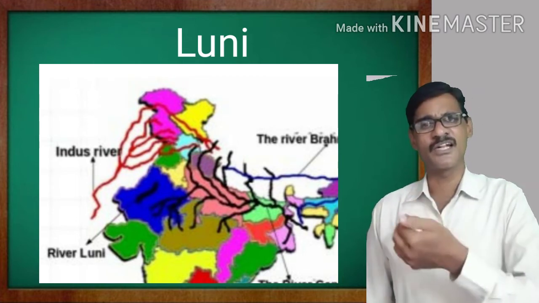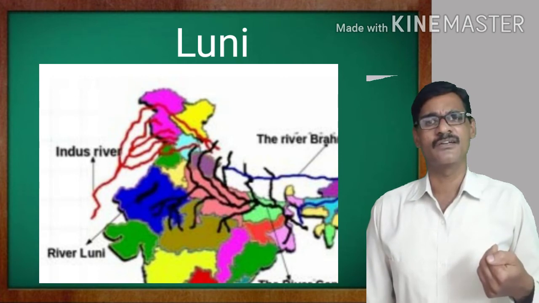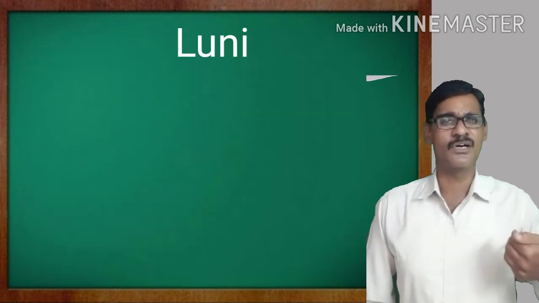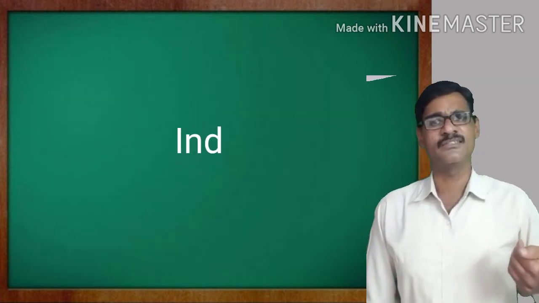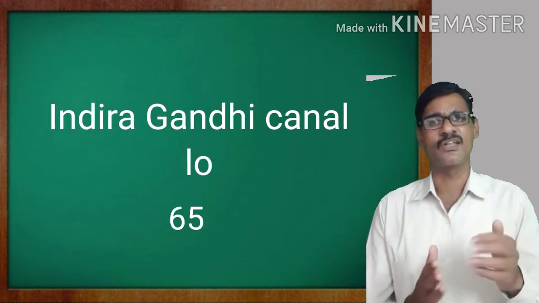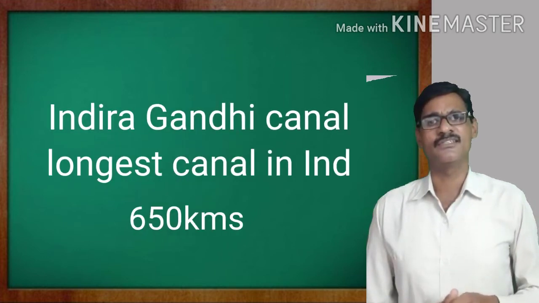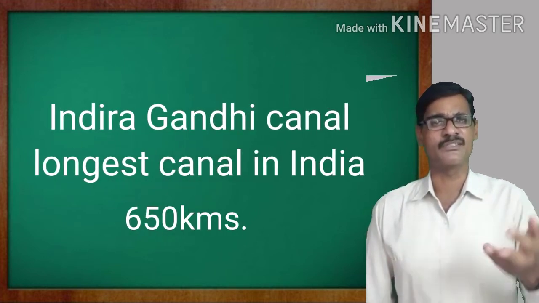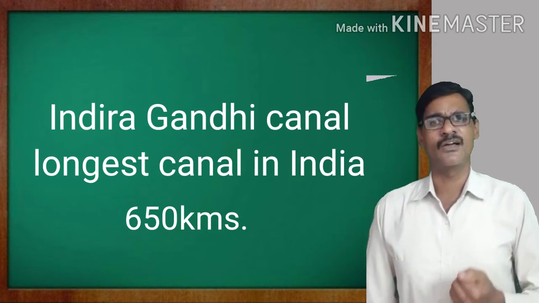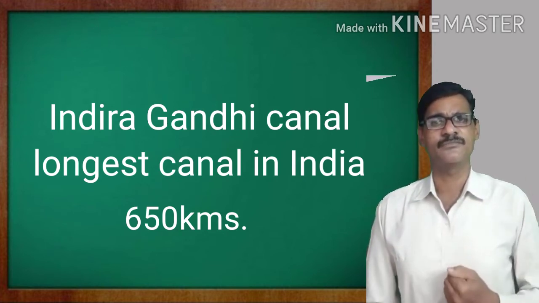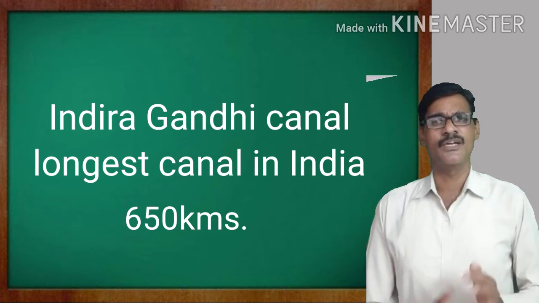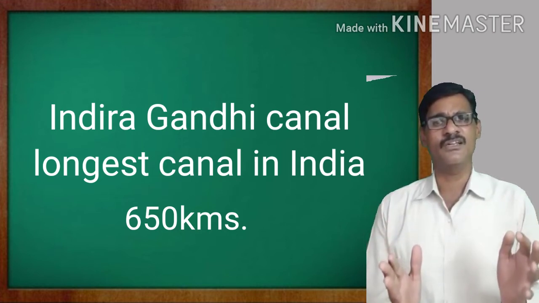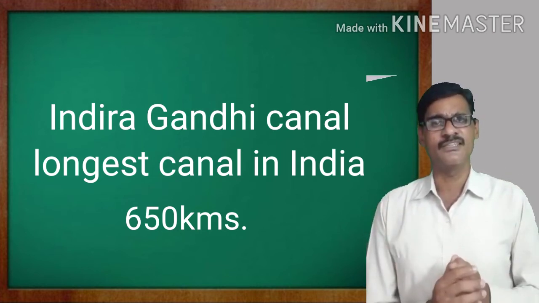The water of the Sutlej River is brought to the agricultural lands through this canal. It is 650 kilometers long, the longest canal in India. It is providing water for agriculture in these areas.